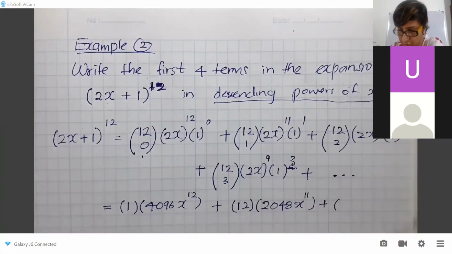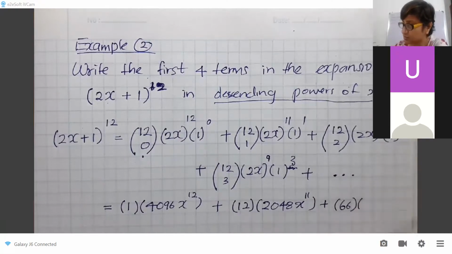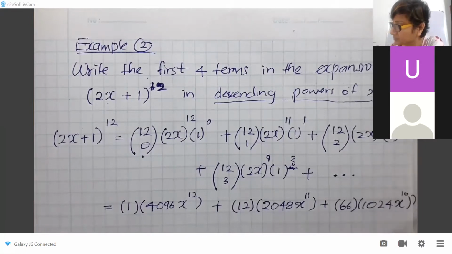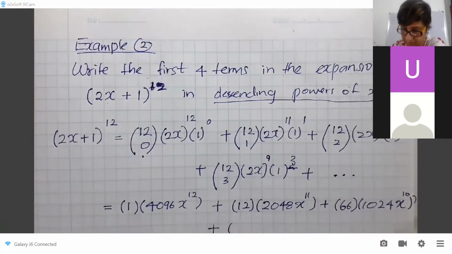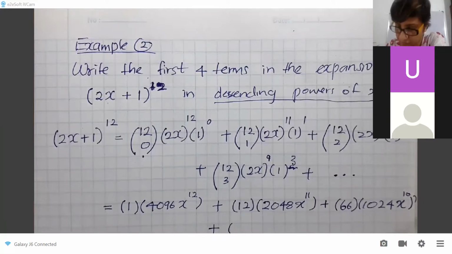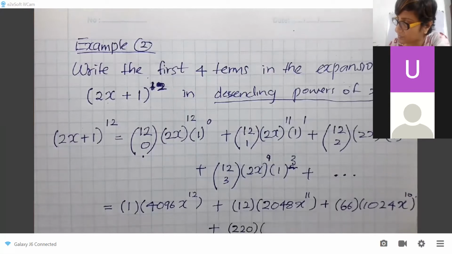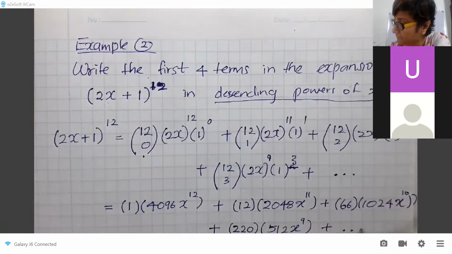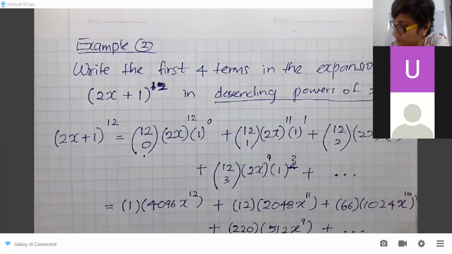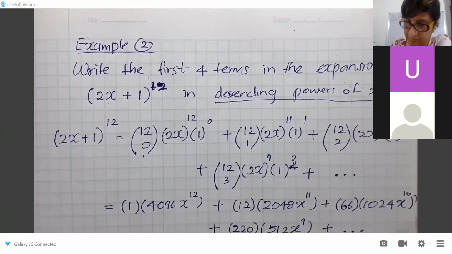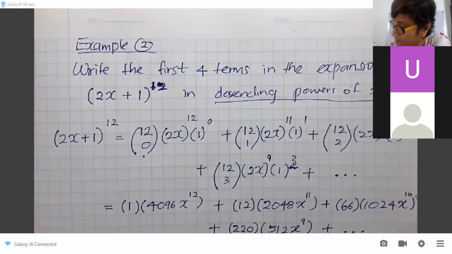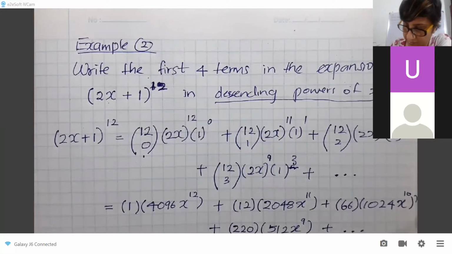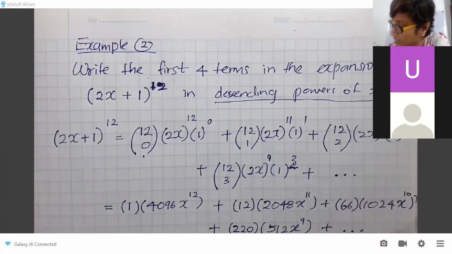What is 12 choose 2? 66. And 2 to the power of 10. Choose 3. 2 to the power of 9. Simplify further. Huge numbers you are getting here.